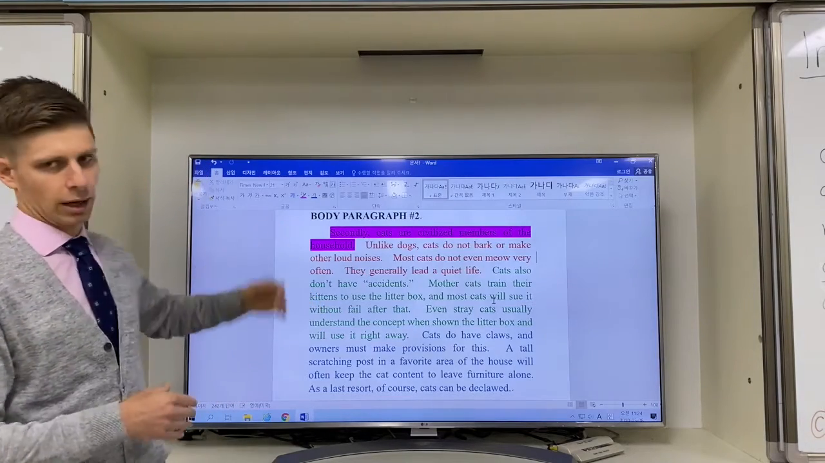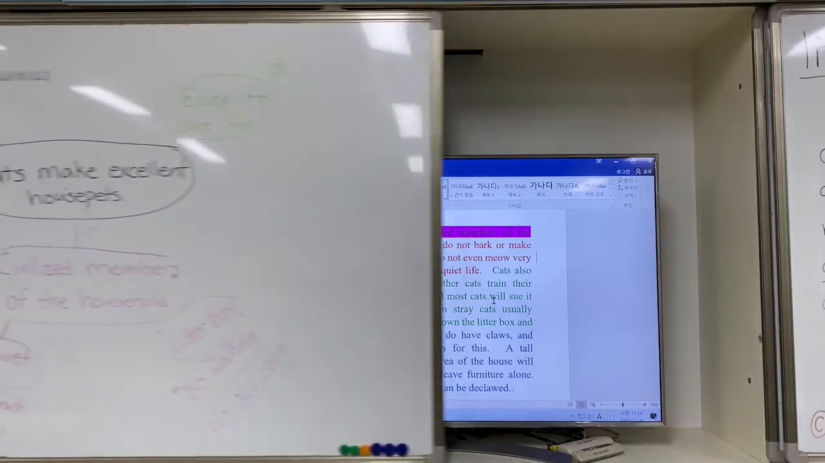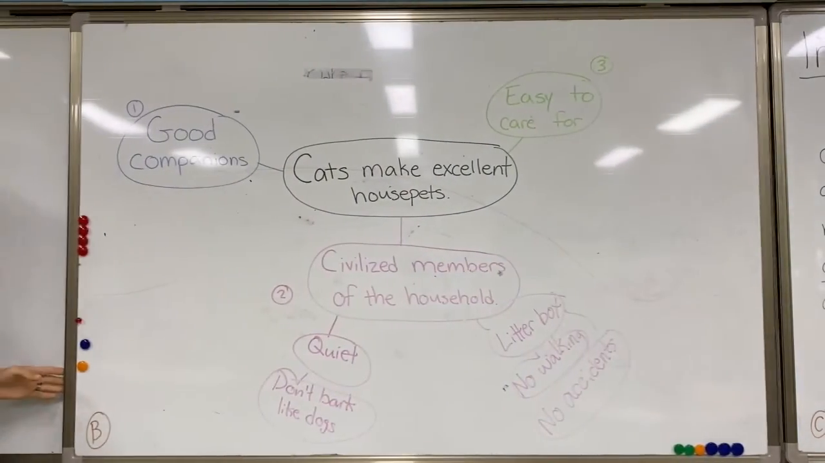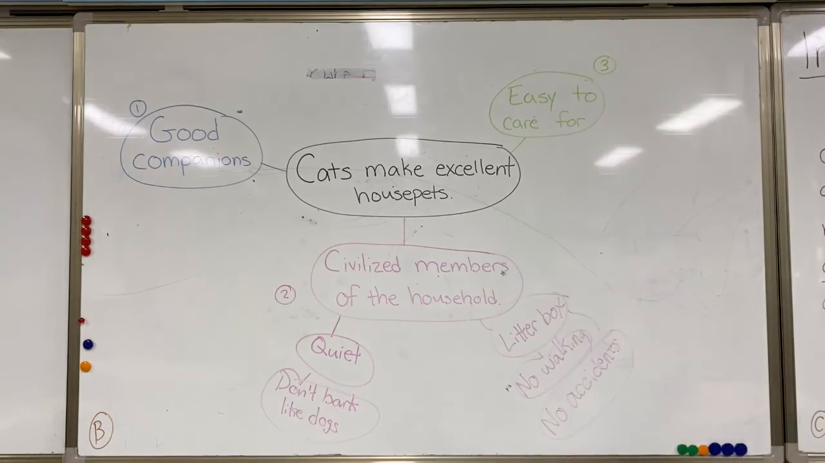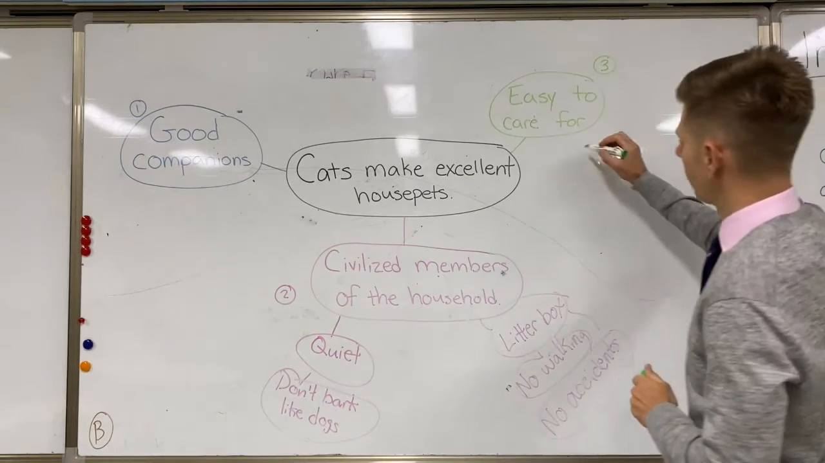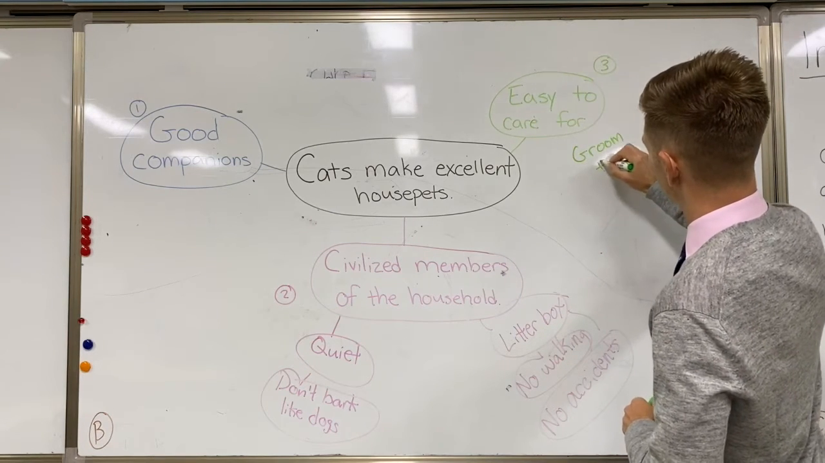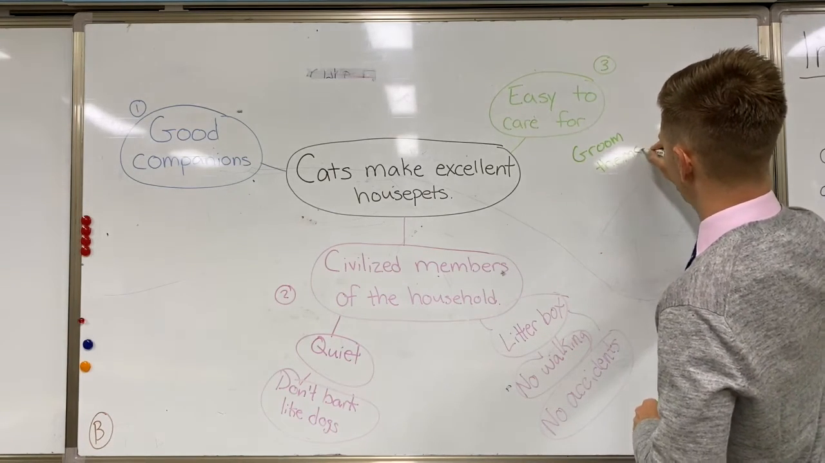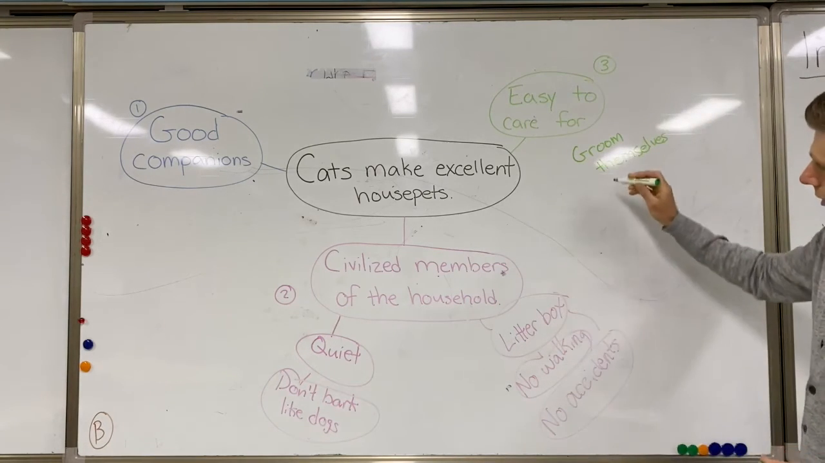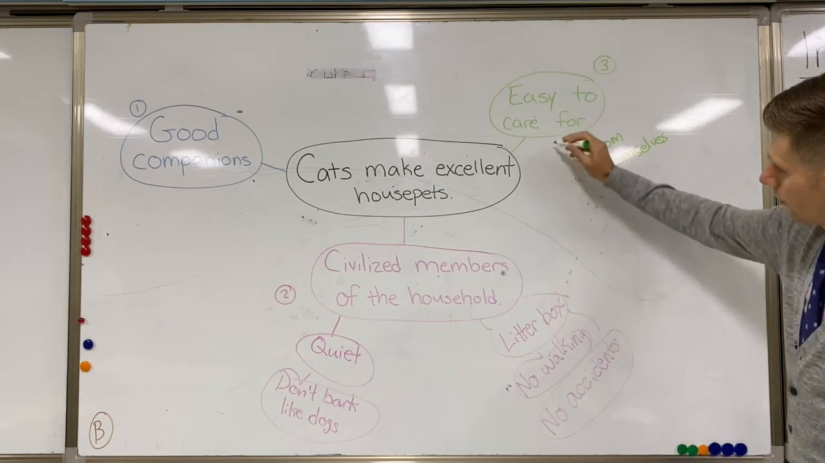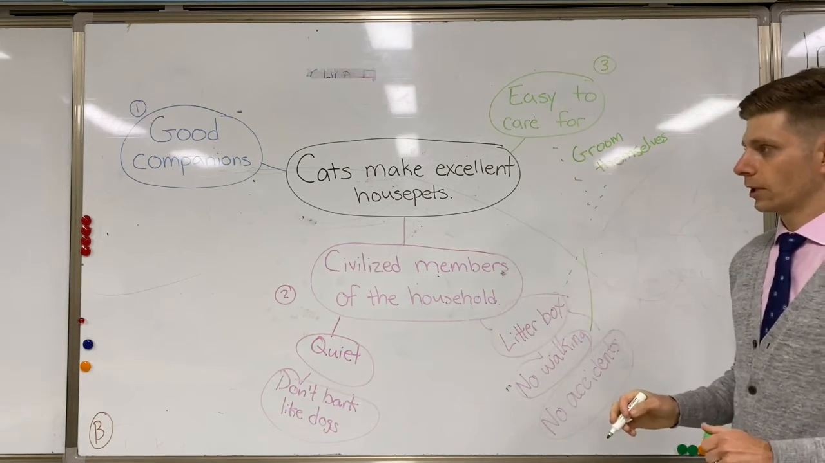So we would also write a paragraph in our body section about them being easy to care for, right? How are cats easy to care for? Well, they groom themselves. We don't have to give cats baths, right? And also, you could almost argue that the litter box is another reason. They're easy to care for because we don't have to walk them, right?